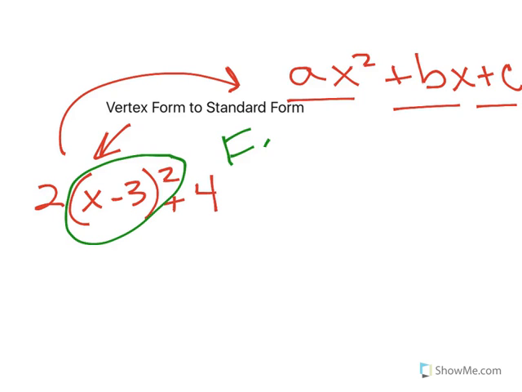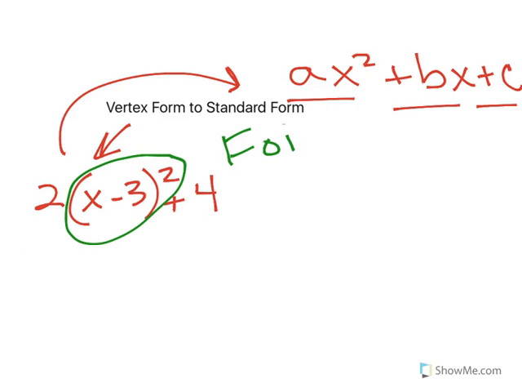So you would FOIL, and that means first, outer, inner, and last, and you're multiplying. You would pull out these two. After you FOIL, then you would multiply by the outside 2, because this 2 needed to be distributed, but you can't distribute that 2 until you FOIL that first. And then you would add the 4 as your very last step. Okay? So let's go back.